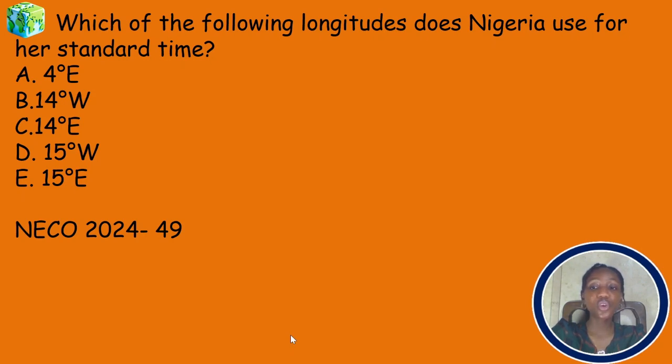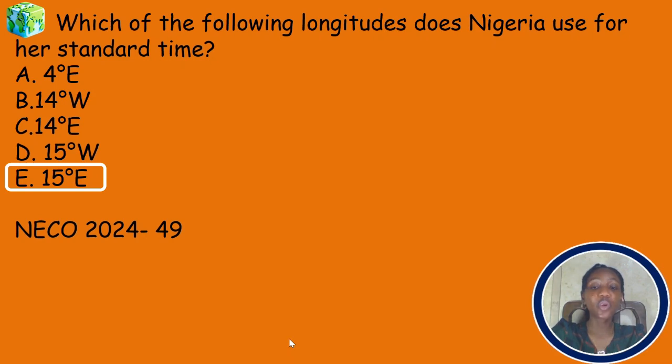So the answer to this question, as mentioned in your recommended textbook, Essential Geography for Senior Secondary School, is 15 degrees east. And this was stated there when they were explaining the concept of standard time. Nigeria uses 15 degrees east as standard time, which is 1 hour ahead of the GMT, Greenwich Mean Time. So remember in the WAEC question we solved earlier, there was a question on which longitude bisects Africa. So they expect you to know these facts when writing exams.